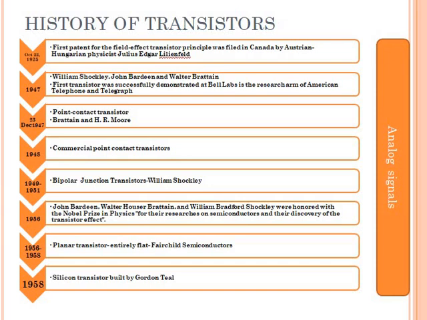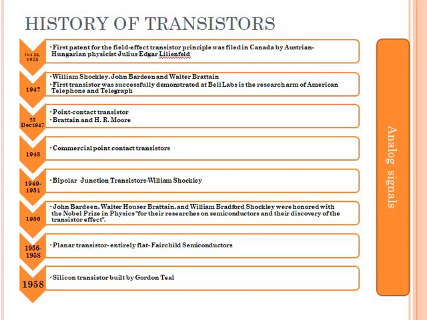After that, in 1956, John Bardeen, Walter Houser Brattain and William Bradford Shockley were honored with the Nobel Prize in Physics for their research on semiconductors and their discovery of the transistor effect. Later, from 1956 to 1958, the planar transistor concept, which makes the device entirely flat, was introduced by Fairchild Semiconductor, which was the leading producer of semiconductors at that time.